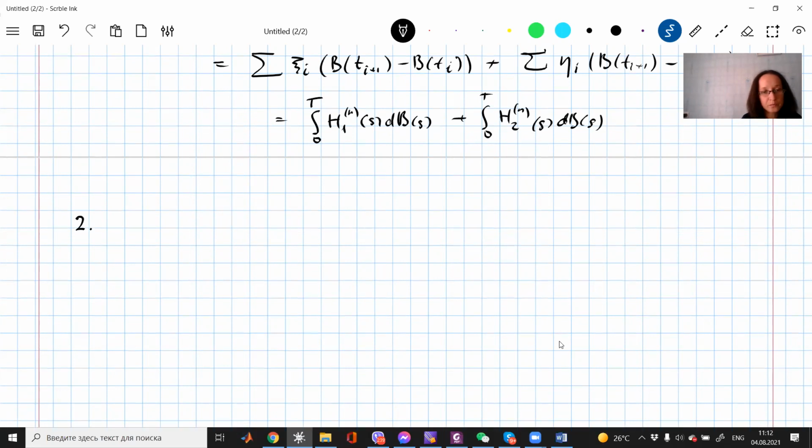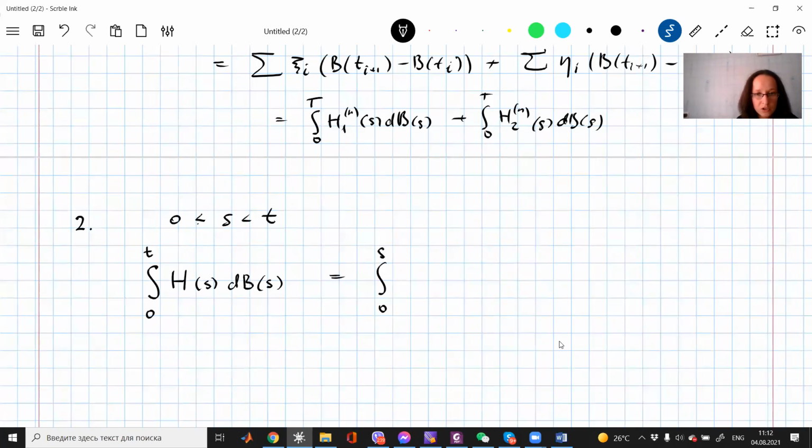Now the next property, also similar to a deterministic integral. Suppose that I have two moments s and t, and I assume that my process H satisfies all properties that we need to define the integral. And then I can find the integral on the large interval as a sum of integrals on subintervals: dB from s, plus the integral from s to t of H. Oh, I'm sorry, let me write here another letter, for example r, H from r, dB from r.